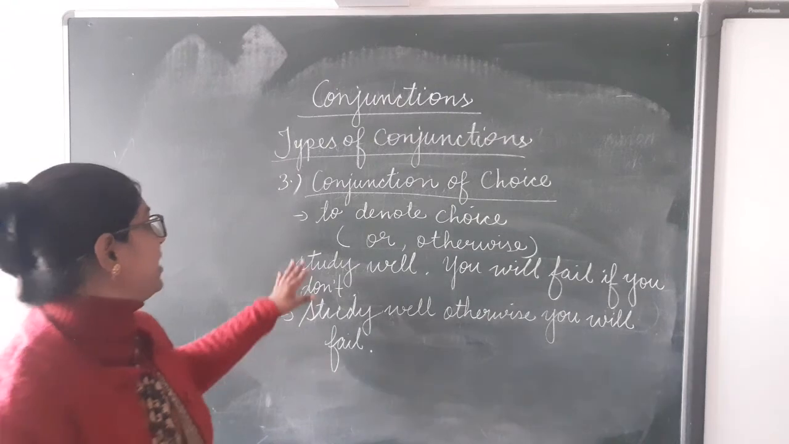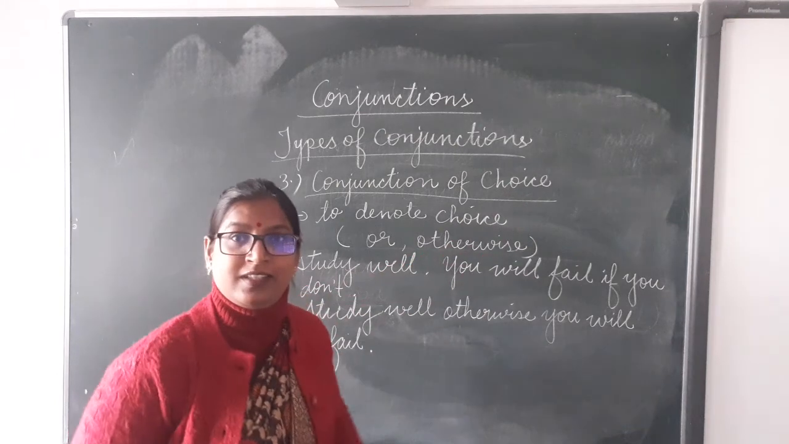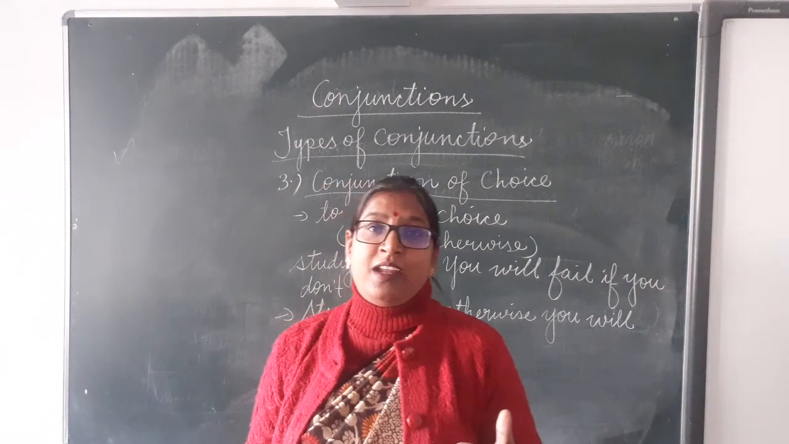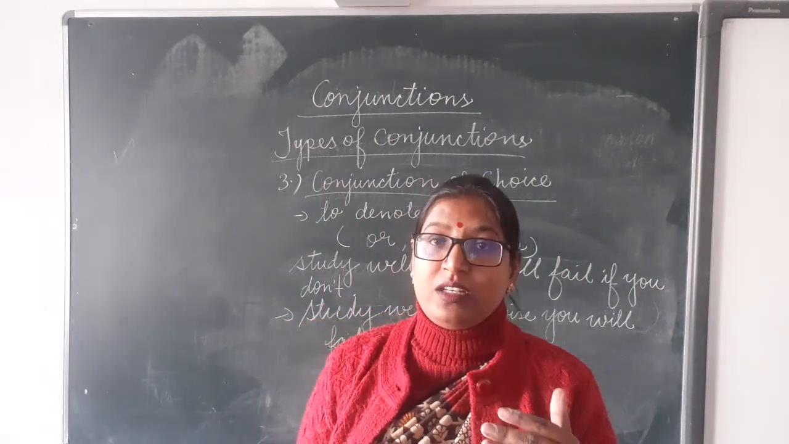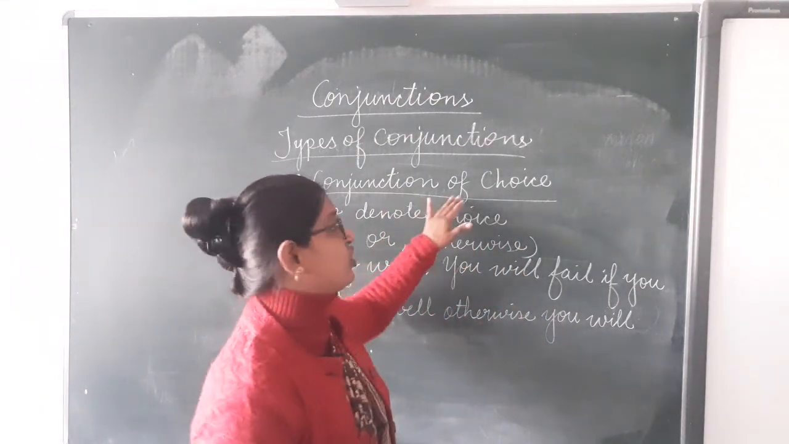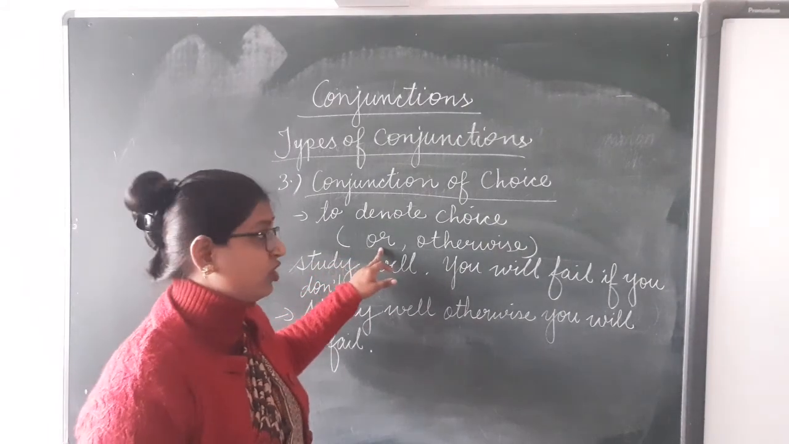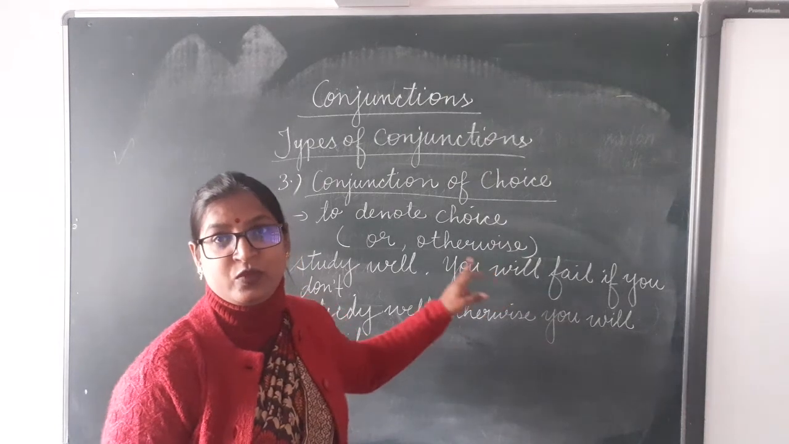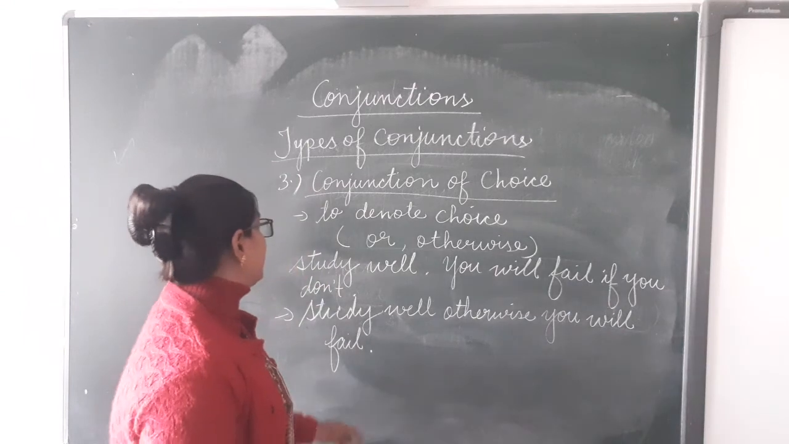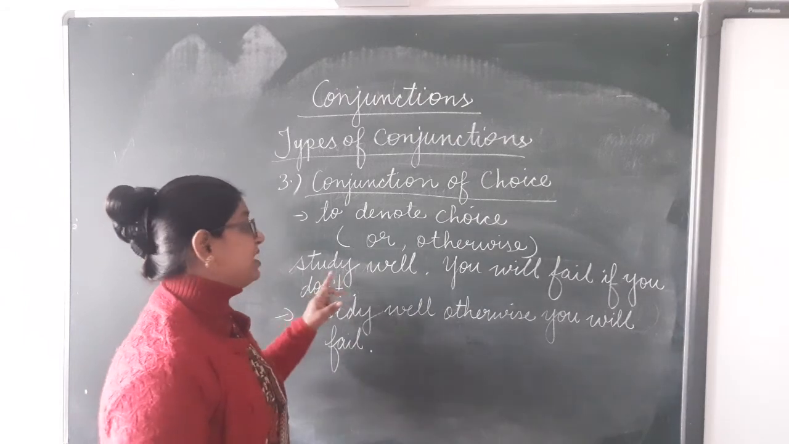Look at the third kind of conjunction, that is conjunction of choice. When there is a choice between two things, we use the conjunction of choice. Conjunctions of choice are either, or, otherwise. It is used to denote choice. Let's see the example.